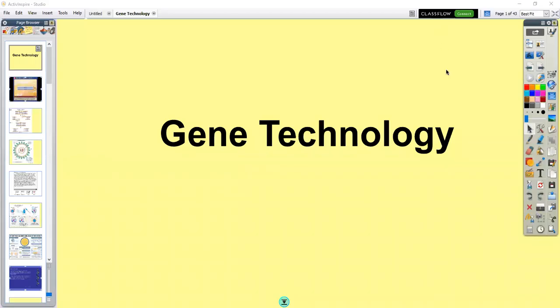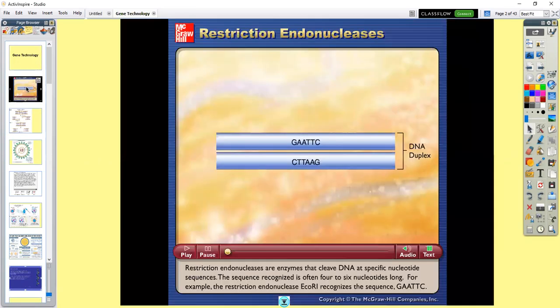In this session, we're going to look at A2 gene technology. Okay, so the first part of this is looking at restriction enzymes, or how DNA is obtained from a section of DNA. So that's using the restriction enzymes, which is essentially a pair of scissors which cuts DNA at a particular sequence. Okay, so if we watch this little animation.